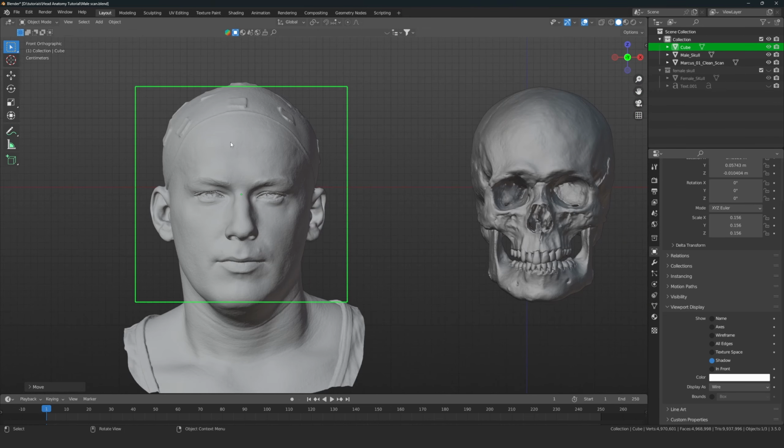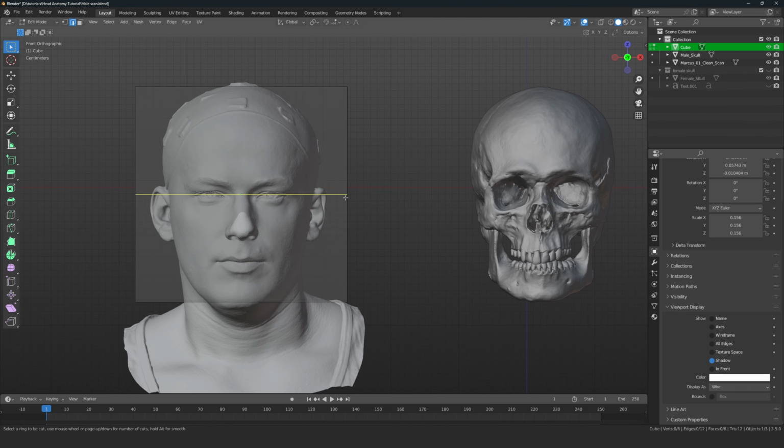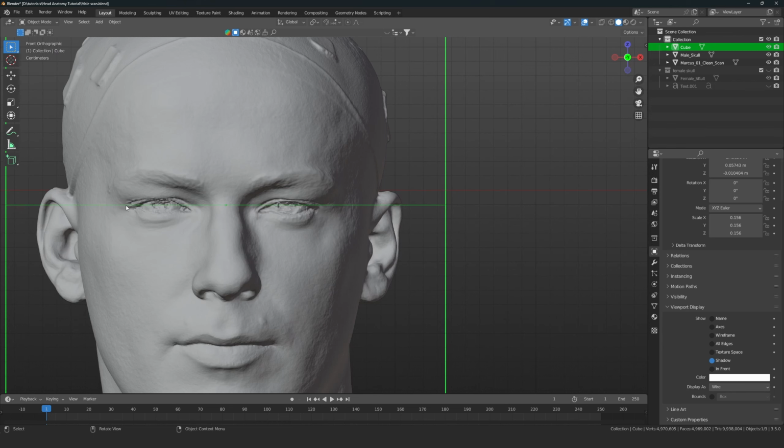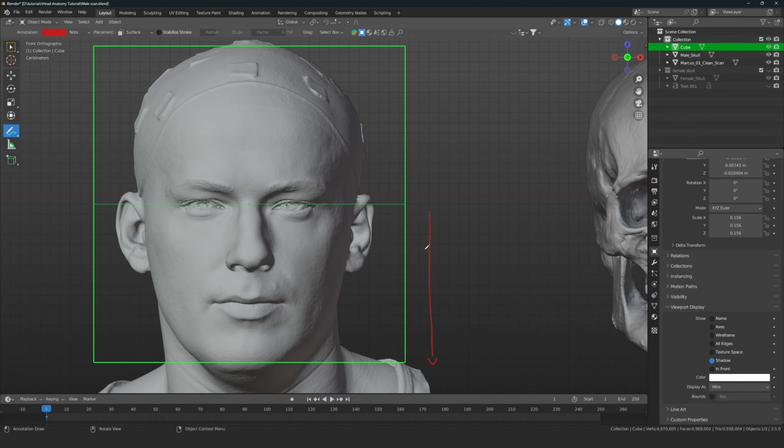Now, if you put the cube right over here and subdivide it by half, you are going to realize that the eyes come at the middle of the head. This distance and this distance are the same. And do you know what? This whole distance is 24 centimeters.